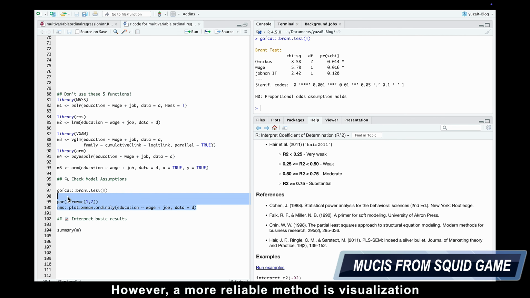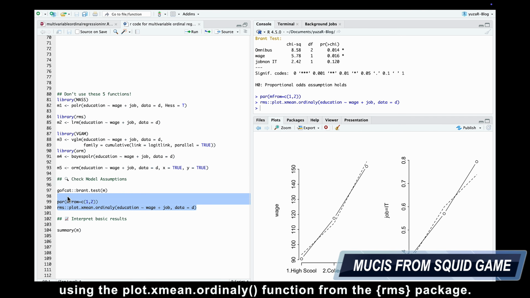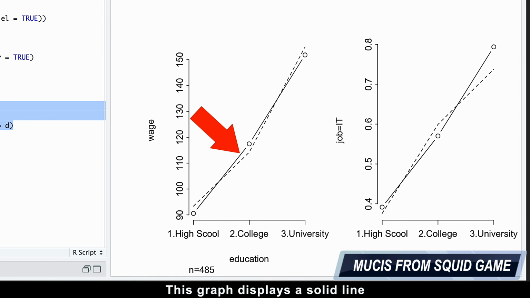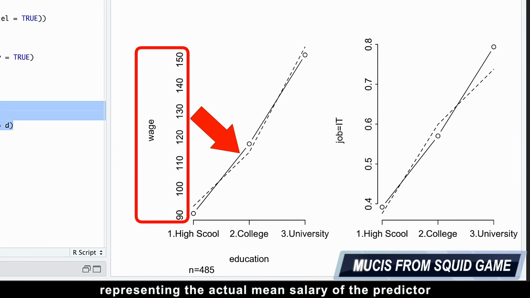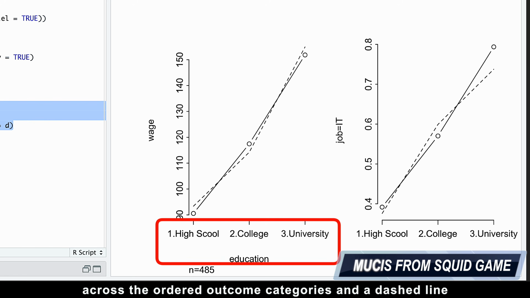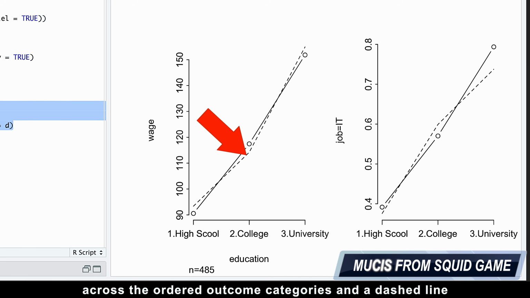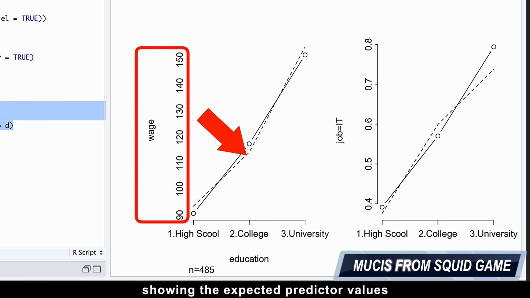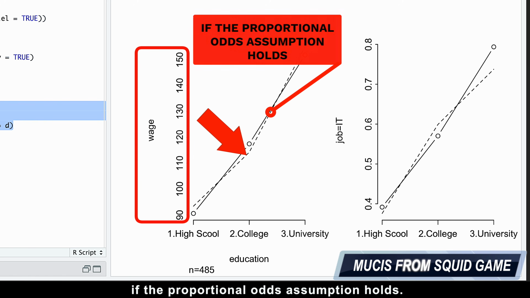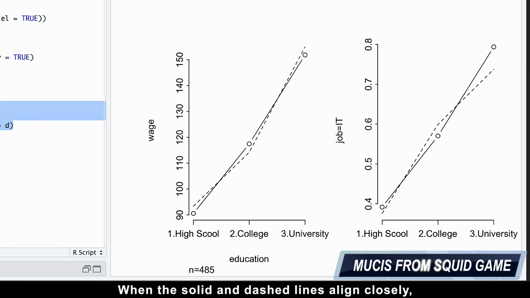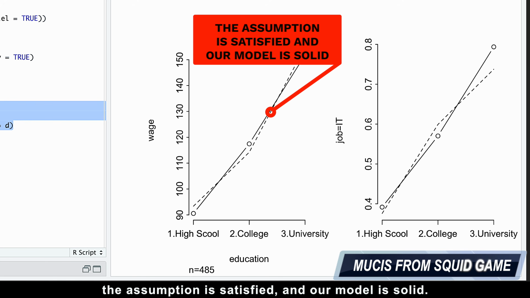However, a more reliable method is visualization using the plot xmin ordinally function from the RMS package. This graph displays a solid line representing the actual mean salary of the predictor across the ordered outcome categories and a dashed line showing the expected predictor values if the proportional odds assumption holds. When the solid and dashed lines align closely, as they do for both predictors in our example, the assumption is satisfied and our model is solid.